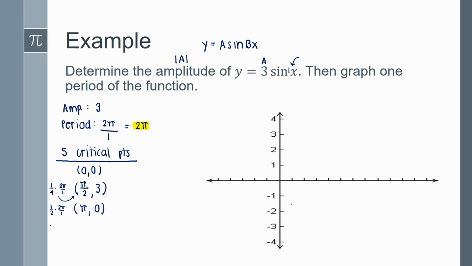The next ordered pair, I want to take 3/4 of the period. So if you think about multiplying straight across and then reducing, 6 pi over 4 is going to reduce to 3 pi over 2. Then I want the opposite of A. So since A is 3, we want then -3. And then finally, we want our full period. So that was the 2 pi that we calculated. And remember, we're back on the x-axis. So there are my 5 critical points.